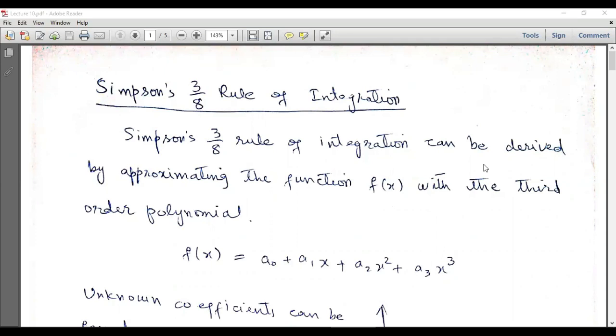As a continuation of my previous discussion of Simpson's 1/3 rule of integration, I will today demonstrate Simpson's 3/8 rule of integration.